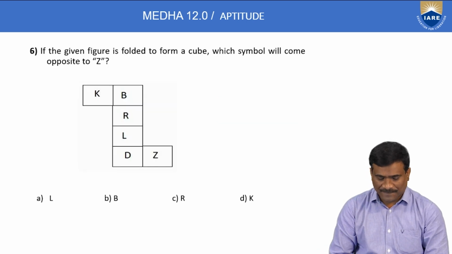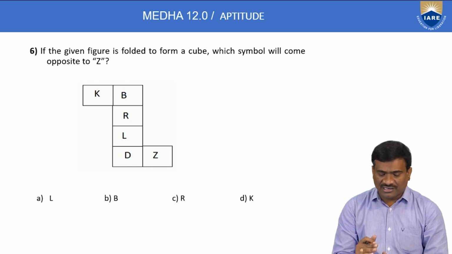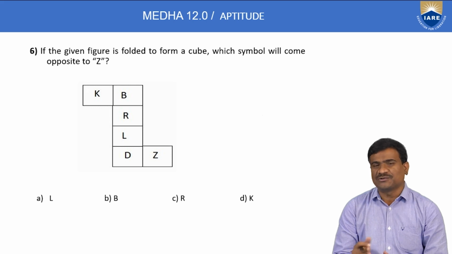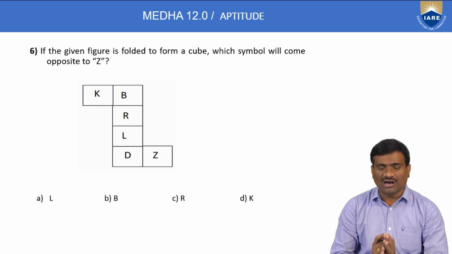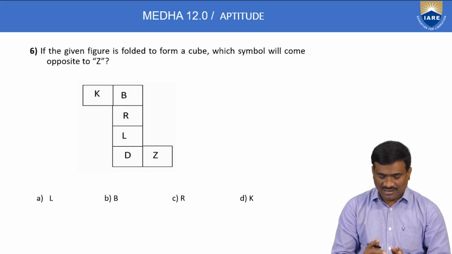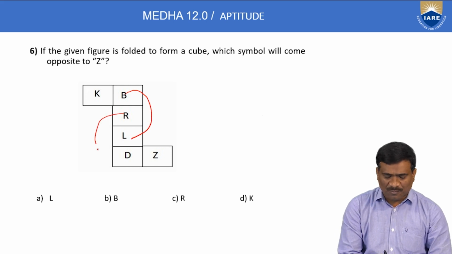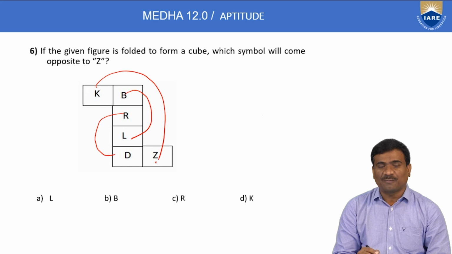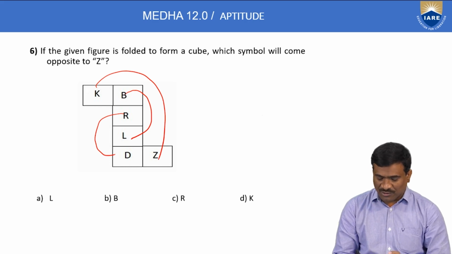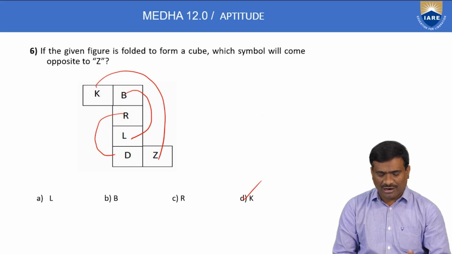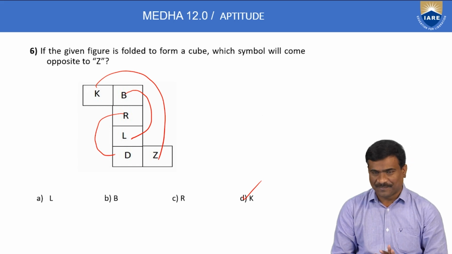Next, the 6th one. If the given figure is folded to form a cube, which symbol will come opposite to Z? Simple. Calculate only the letter opposite to Z. Logic: here B is opposite to L, R is opposite to D, and the remaining K is opposite to Z. Option D is the only correct one. This is the cube topic concept. Logical method: B to L, R to D, remaining Z to K.